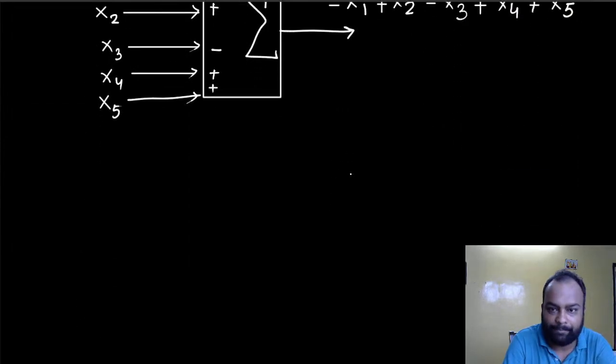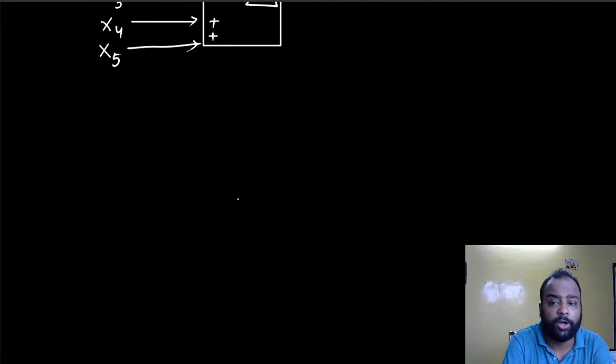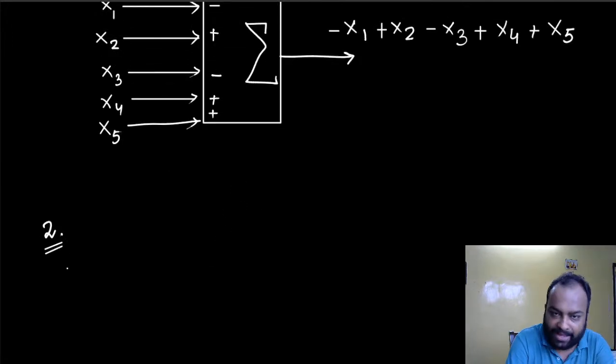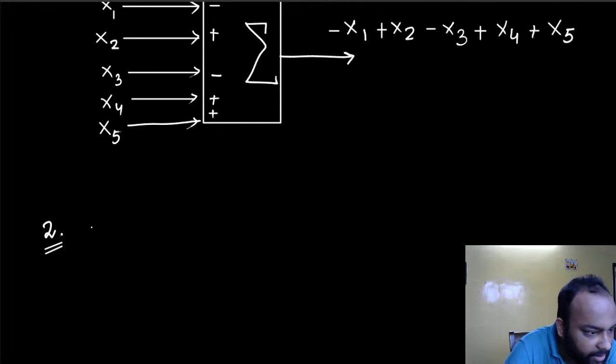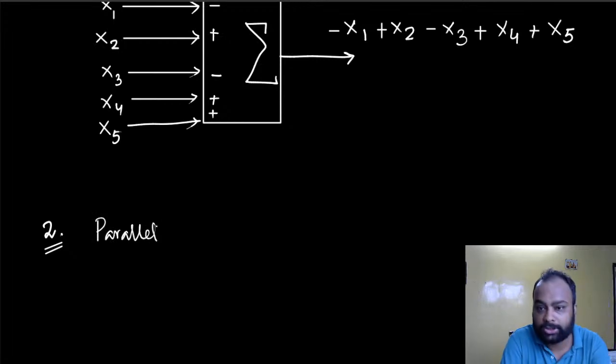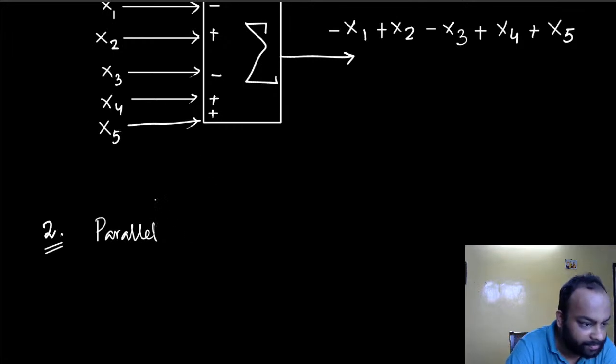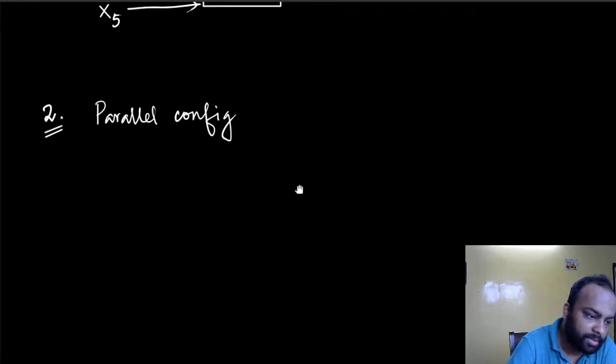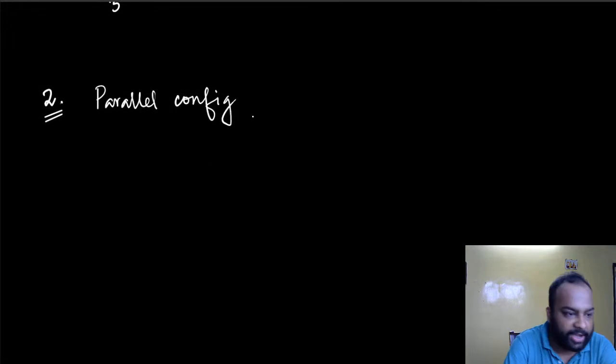So with that said, let's move into our second type of configuration. We talked about cascade configuration. Now let's talk about something called the parallel configuration. And just before you ask, where is series configuration? There is no series configuration. Okay, so this is parallel configuration.